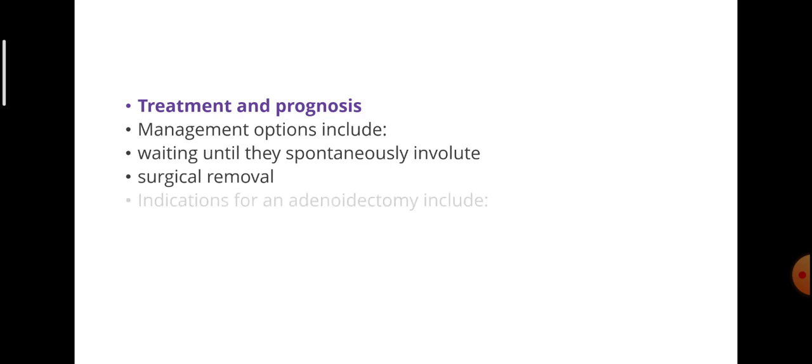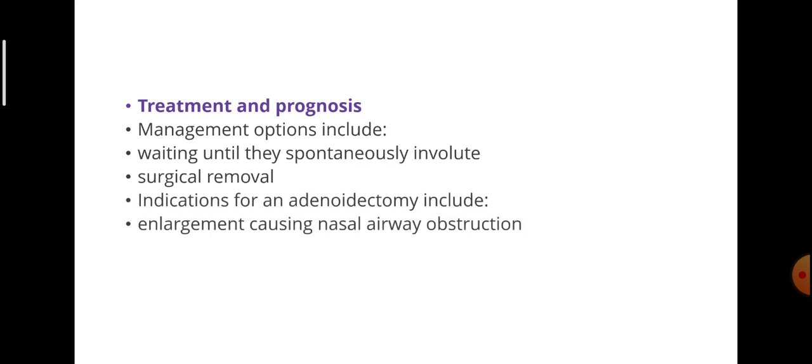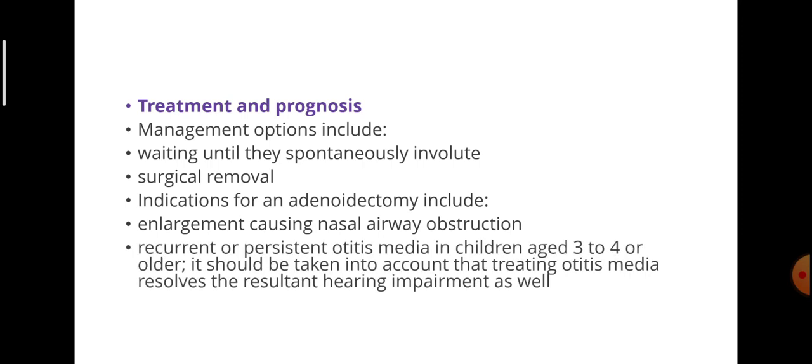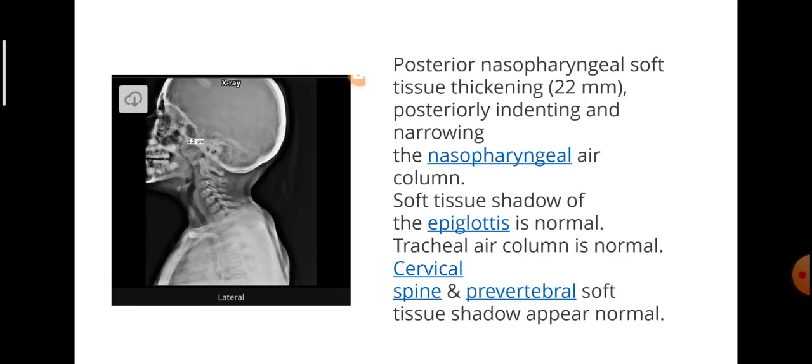Treatment and prognosis. The management options include waiting until they spontaneously involute, or surgical removal. Indications for an adenoidectomy include enlargement causing nasal airway obstruction, recurrent or persistent otitis media in children 3 to 4 years of age. It should be taken into account that treating otitis media resolves the resultant hearing impairment as well. And finally, recurrent or chronic sinusitis.